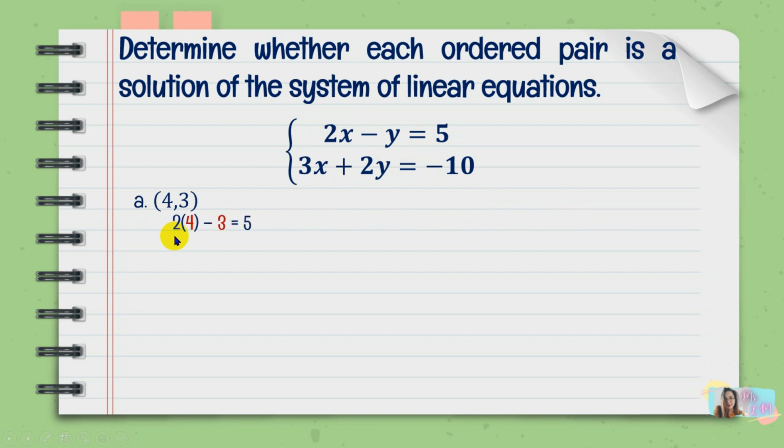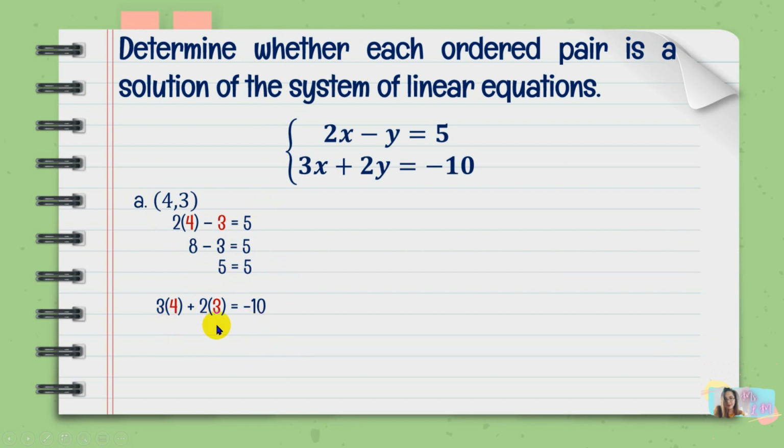So for the first equation, we have 2 times 4 because the x coordinate is 4, minus 3 because the y coordinate is 3. Is it equal to 5? So 2 times 4 is 8, minus 3 is 5, and 5 is equal to 5. So that means 4 and 3 satisfies the first equation. But how about the second equation?